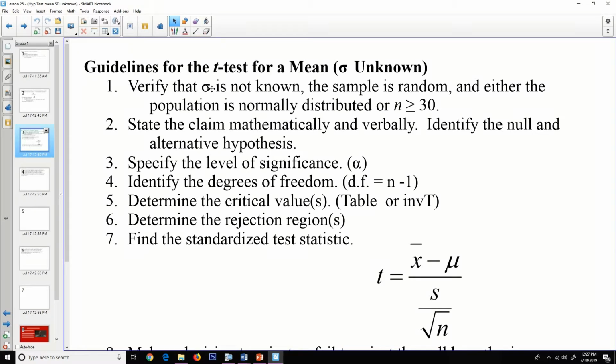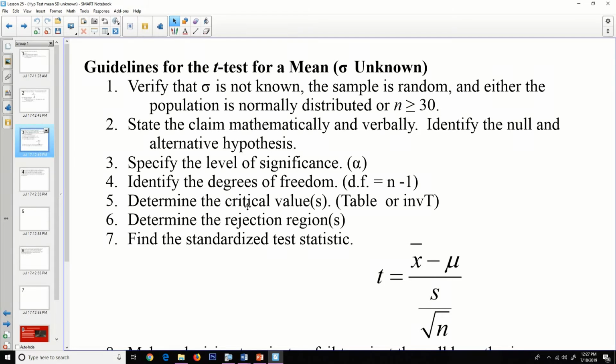And so we have to verify that the standard deviation is not known and that the sample is random, and either that the population is normally distributed or that the sample size is greater than or equal to 30. So one of these two, but it has to be a random sample. We're going to state the claim mathematically and verbally. Identify the null and alternative hypothesis. You've seen that. We're going to specify the level of significance. You found that. Here's something new. We have to identify the degrees of freedom, which are just n minus 1.